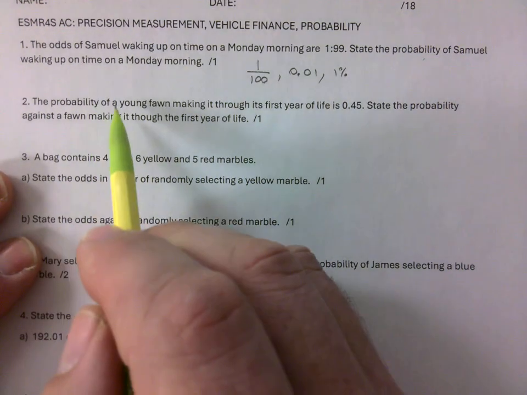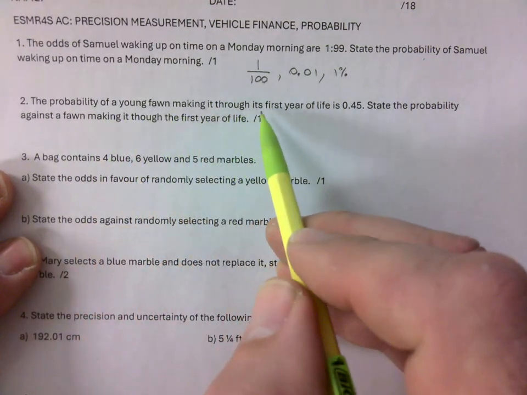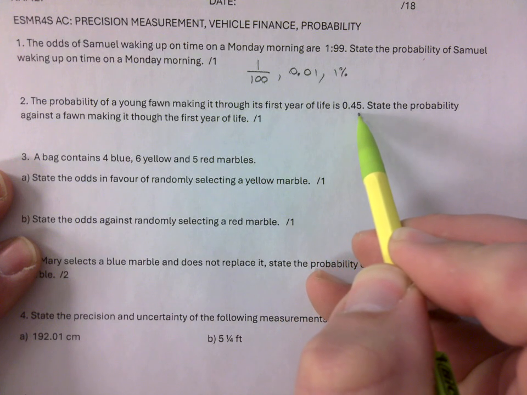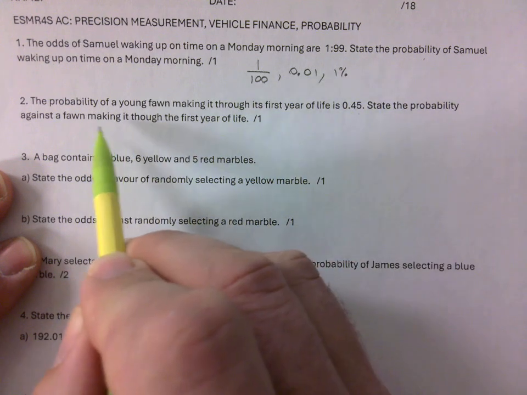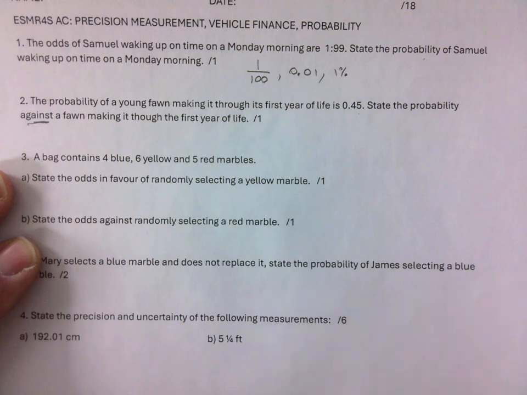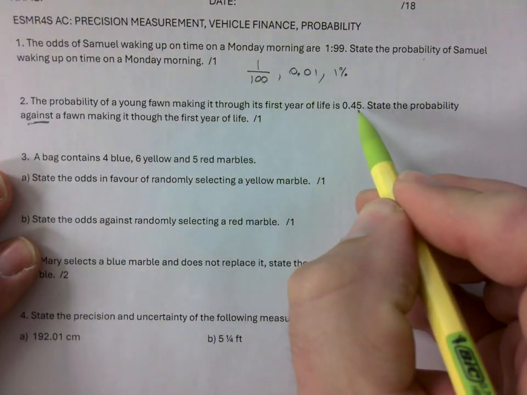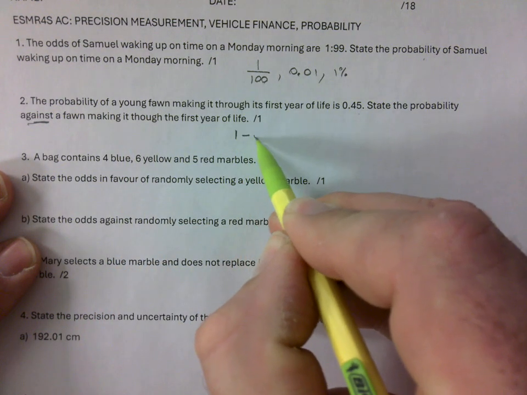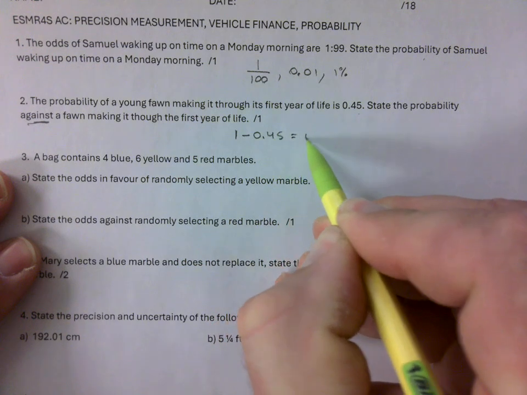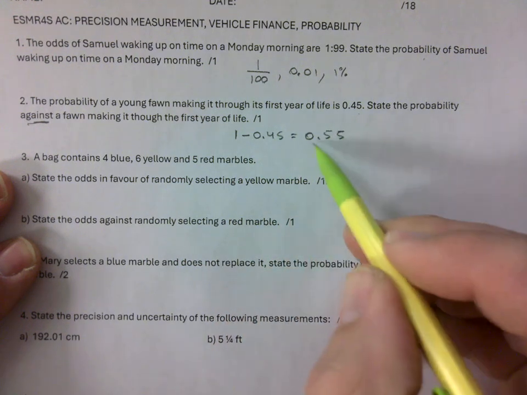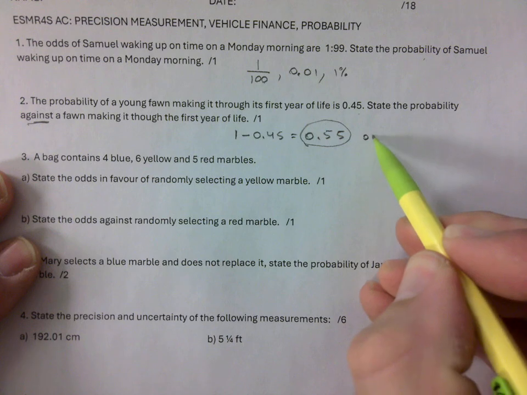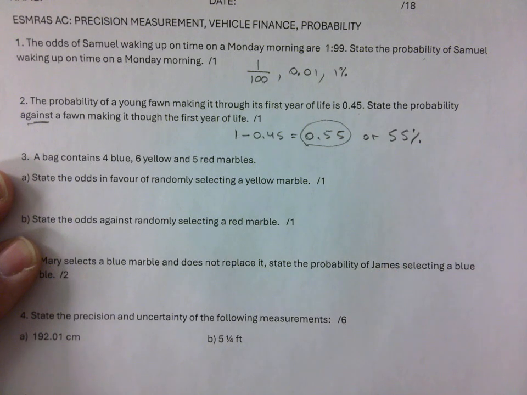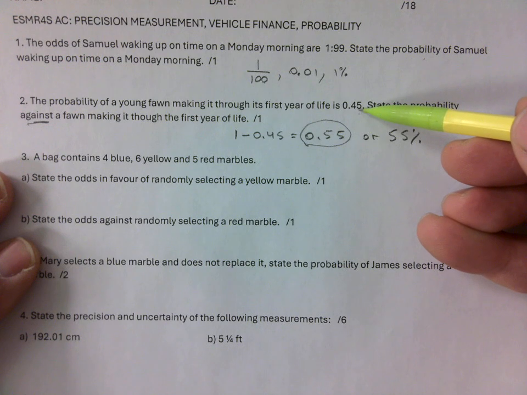Okay. The probability of a young fawn making it through its first year of life would be 0.45. State the probability against the fawn making it through the first year of life. So because it's a decimal, you just go 1 minus 0.45, and so you're wanting this answer, 0.55, or you could state it as a percentage. There's nothing saying you can't. You could have turned that into a fraction too, 45 over 100. So 55 over 100 is also acceptable.